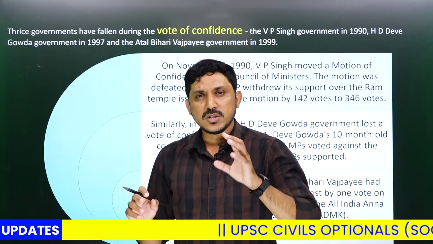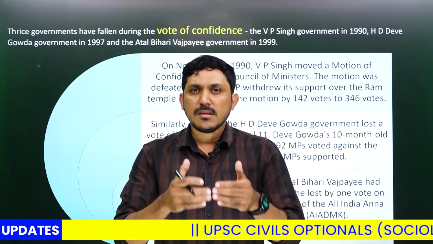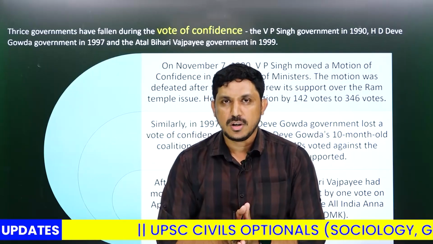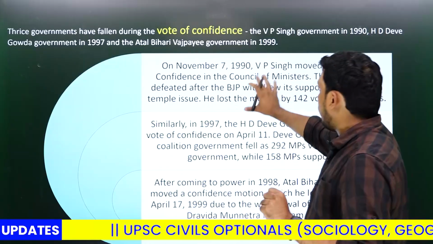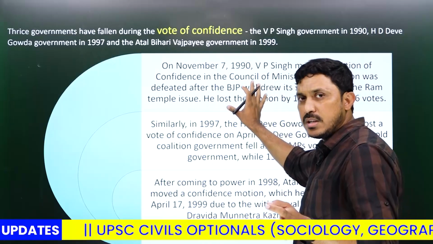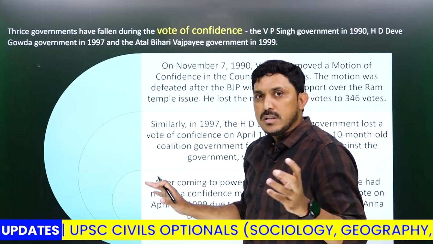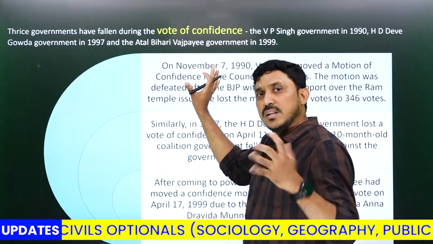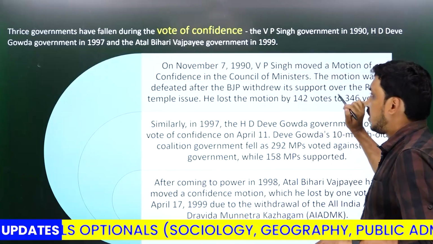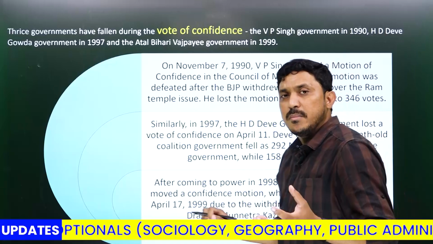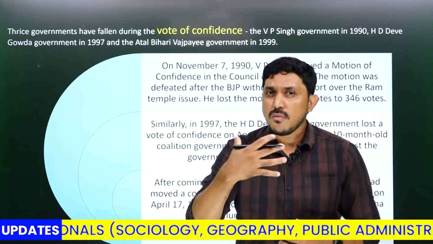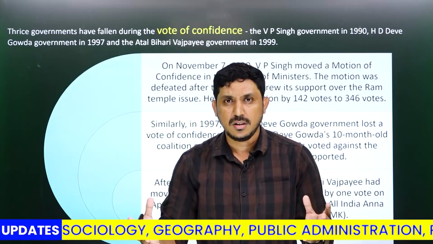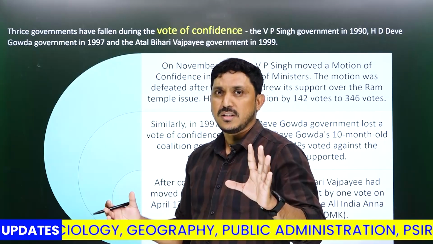A vote of confidence usually happens when a particular government loses members from their party or their coalition. Let us take the examples here. VP Singh headed a minority government, with the BJP supporting from outside, but the BJP withdrew support from his Janata Dal government. When the BJP withdrew the support, he no longer had the majority. He proposed the vote of confidence because he had lost the majority. That is not a no confidence motion here. Please understand the difference.